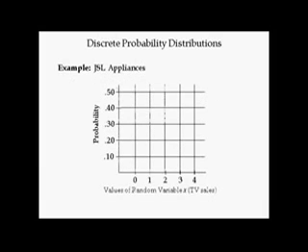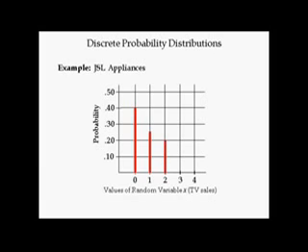The discrete probability distribution of JSL TVs sold example is graphed below. Since f of 0, or the probability the store sells 0 TVs, equals 0.4, the height of the discrete probability distribution at x equals 0 is 0.4. Since f of 1, or the probability the store sells 1 TV, equals 0.25, the height of the discrete probability distribution at x equals 1 is 0.25.